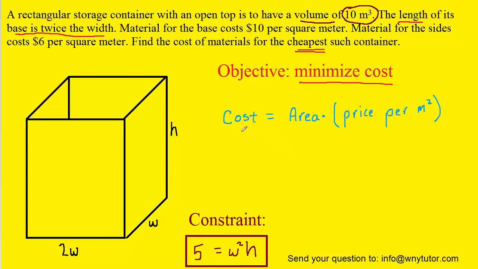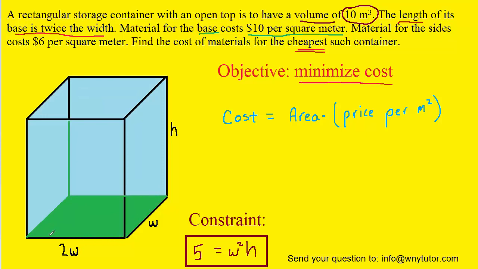Now, to minimize cost, we have to understand what exactly we mean by cost, how we come up with it in the context of this problem. And it turns out that cost can simply be defined as the area multiplied by the price per meter squared. Now let's look at that more carefully. It mentions that the base has the cost of $10 per square meter. So let's take a look at our diagram.